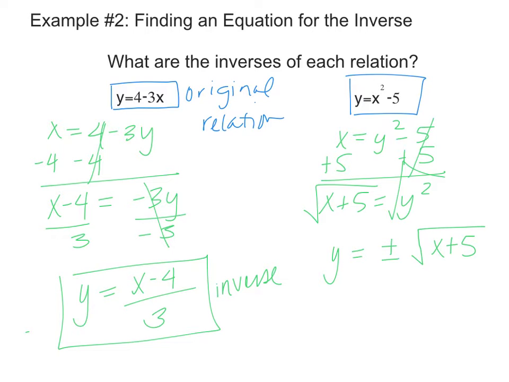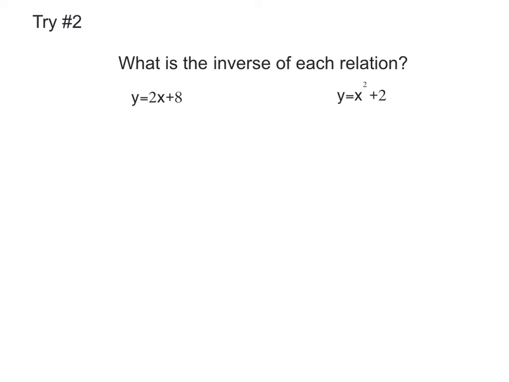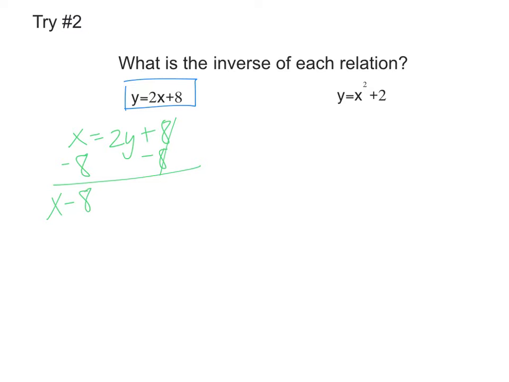Okay, let's do the try. So again, this is your original. Now let's switch. So that would be x equals 2y plus 8. If I subtract 8, I get x minus 8 equals 2y. Divide by 2. So y equals x minus, well, let's do it like this. I'm going to go ahead and make this 1/2 x because I'm splitting it, okay? Minus 8 over 2, which is really y equals 1/2 x minus 4.